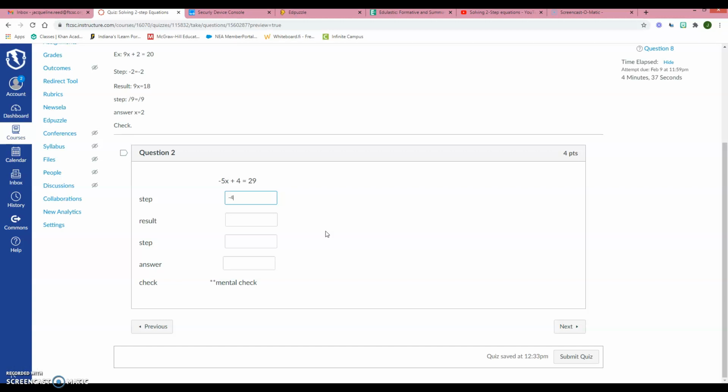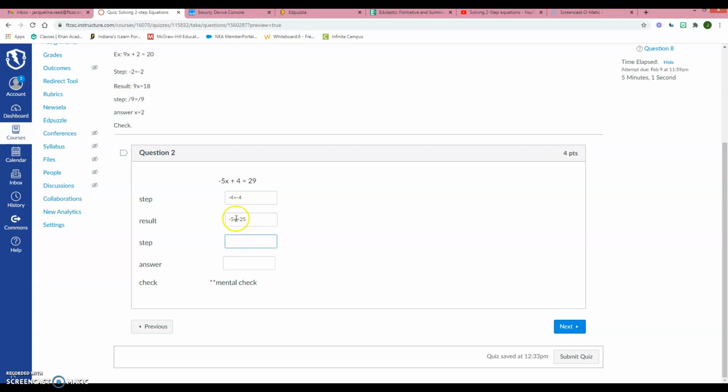So I'm showing subtracting 4 on one side of the equal sign and then subtracting 4 on the other side of the equal sign. Result is what you get after you subtract on both sides. So your 4's on the left side will cancel. You're left with negative 5x on the left. And then 29 minus 4 is 25.